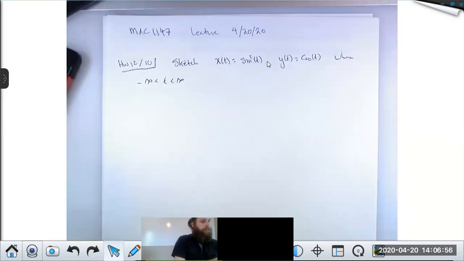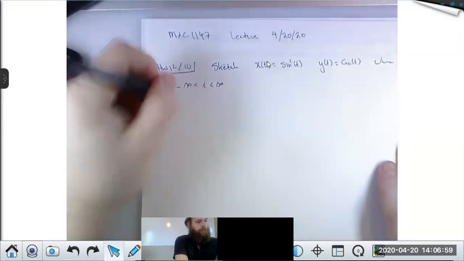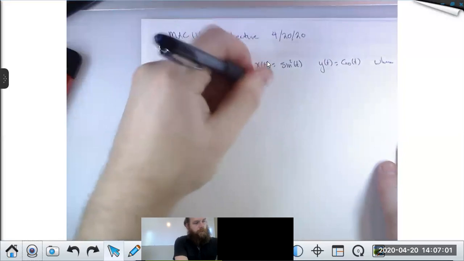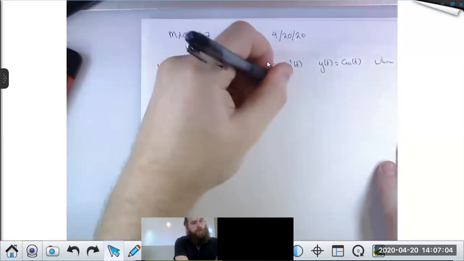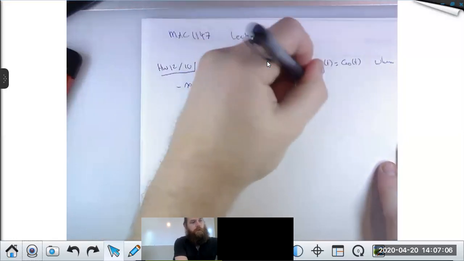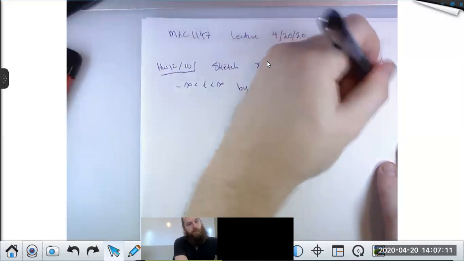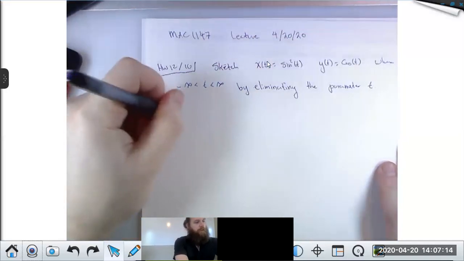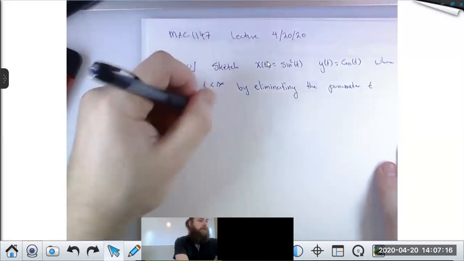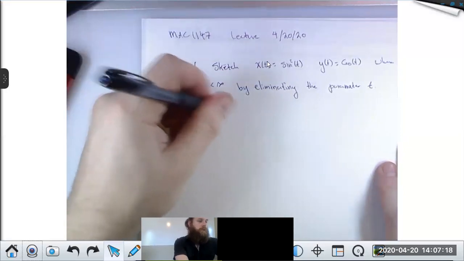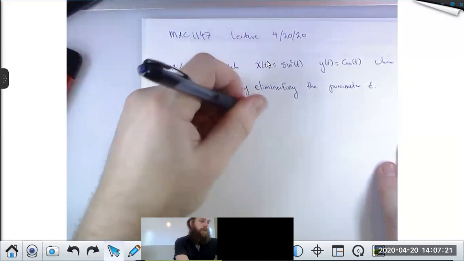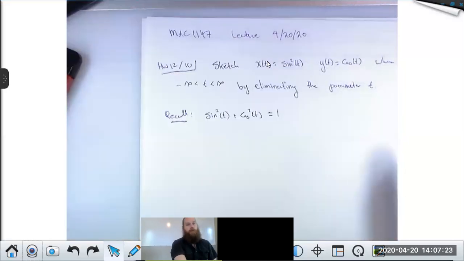So here, I would say recall, by eliminating the parameter t, so I would begin by saying recall sine squared t plus cos squared t is equal to 1. Right, that's that Pythagorean identity. No matter what you're plugging in, that's always true, right? So for any number t, sine squared t plus cos squared t is equal to 1.